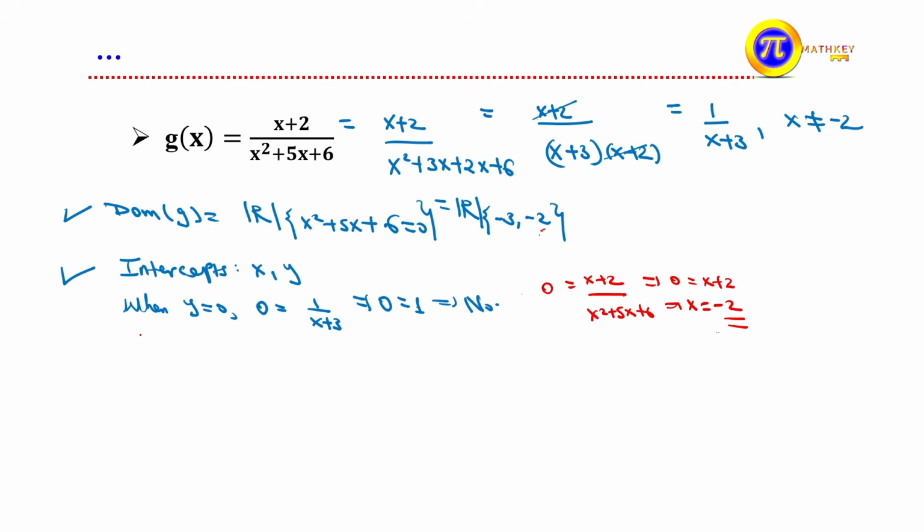The next one, we'll try to find the y-intercept. The y-intercept means when x is equal to 0. What's that? This is equal to f at 0, or you can say y equals 1 over 0 plus 3.